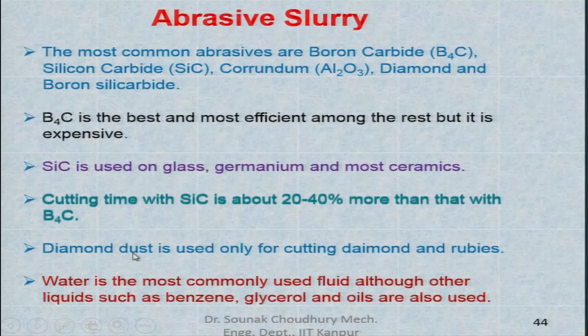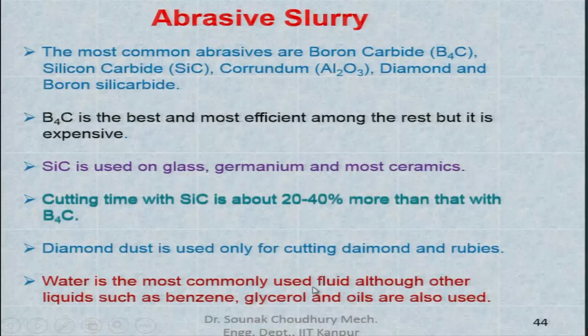Now, diamond dust is used only for cutting diamond and rubies. That is the slurry that is used here. Diamond slurry is used in the form of diamond dust, but you understand that it is expensive. So it is used exclusively for diamond and rubies, where high precision is required and the material is very hard and very brittle.